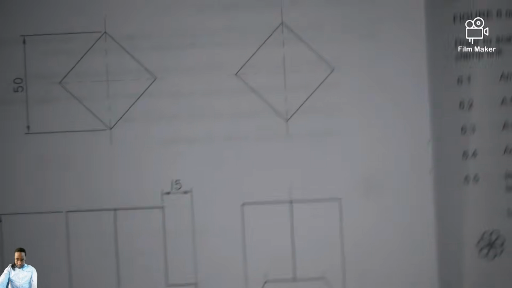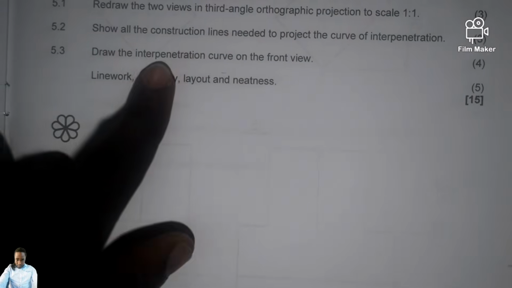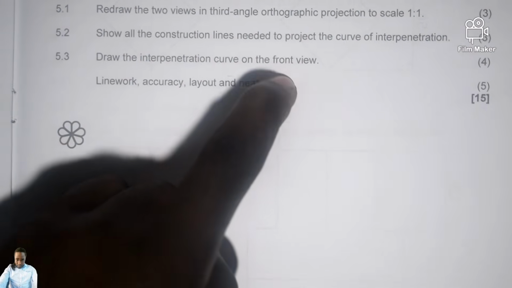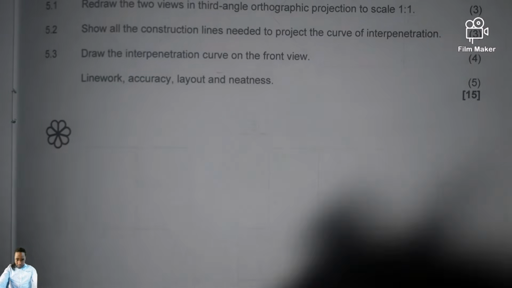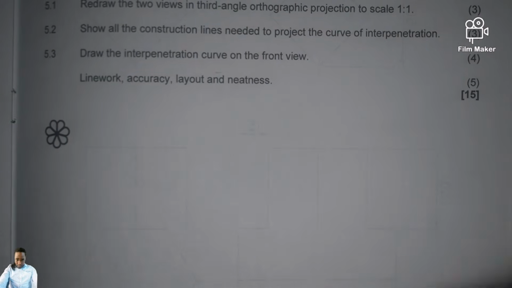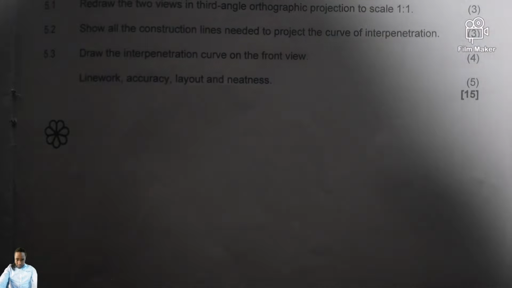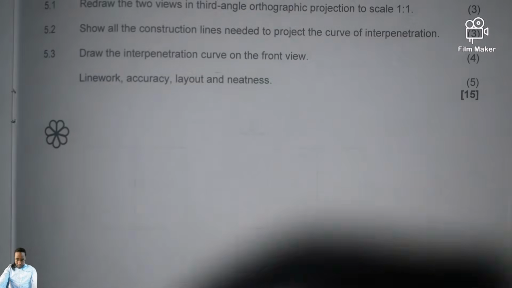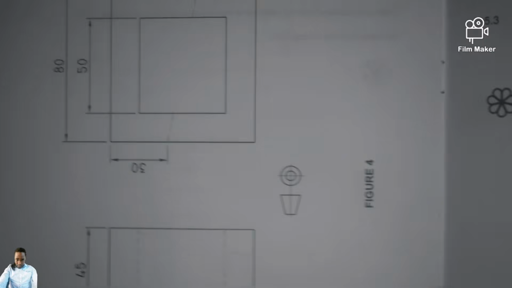We are actually here. So the question was, draw the interpenetration curve on the front view. You understand? The interpenetration curve is where these 2 pipes are joining together. You understand? That's the line of your penetration.